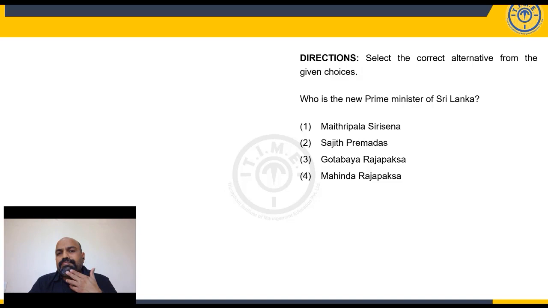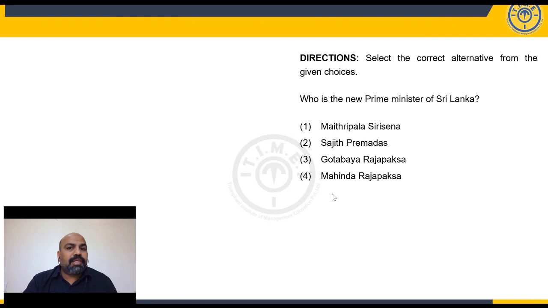And what should you know about Sri Lanka? See, this question we'll discuss in quite some detail. We'll look at not just Sri Lanka, we'll look at the SAARC nations as well. But just to bring it back, Gotabaya, choice 3, is the president, choice 4, Mahinda, is the prime minister, and choice 1, Maithripala Sirisena, is the ex-president of Sri Lanka.